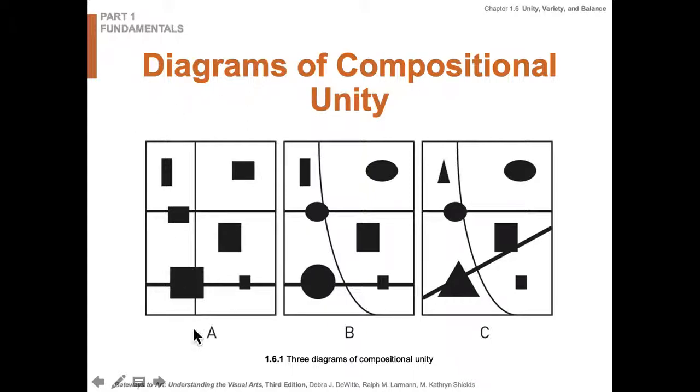Okay, so A, we have a lot of compositional unity. It's very strong here. We just have rectangles and squares, and then a larger diagram of rectangles and squares. Very orderly. Even though it's not perfectly symmetrical or balanced, it's a little bit asymmetrical, but that's okay.